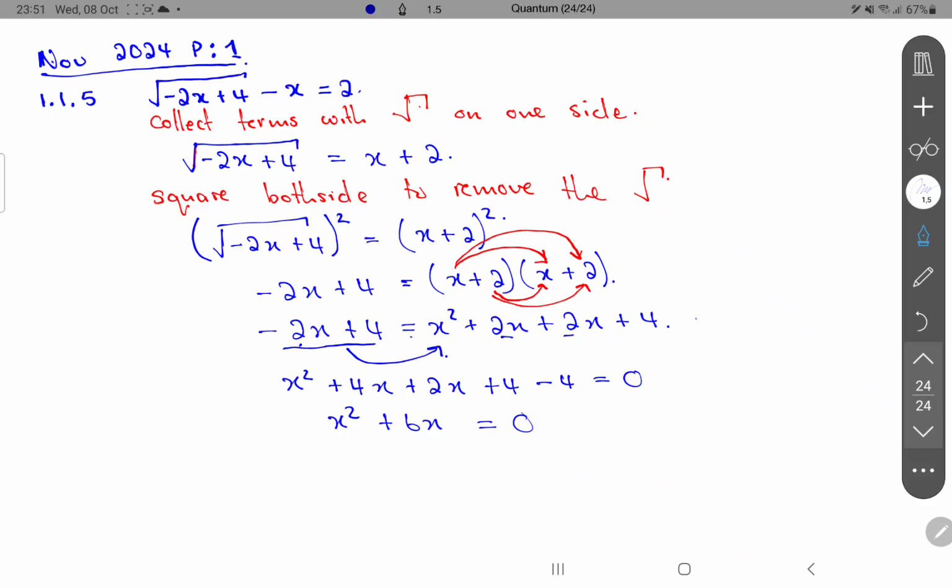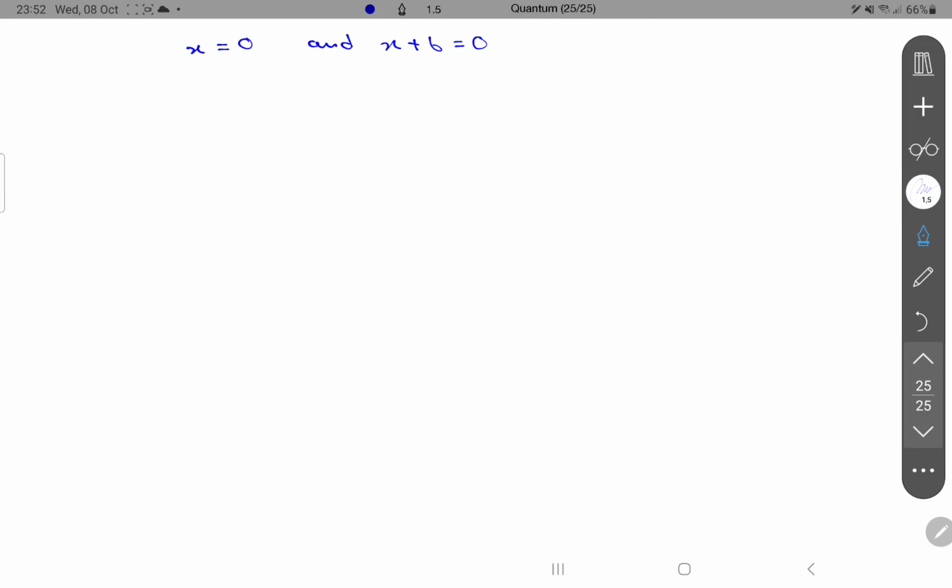So we have got a binomial, which is easy to factorize. So we factorize. Take out the x because it's common in both. x times x plus 6 equals 0. So x equals 0 and x plus 6 equals 0. So x equals 0 and x equals minus 6.